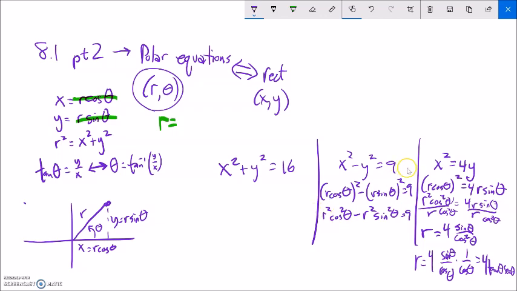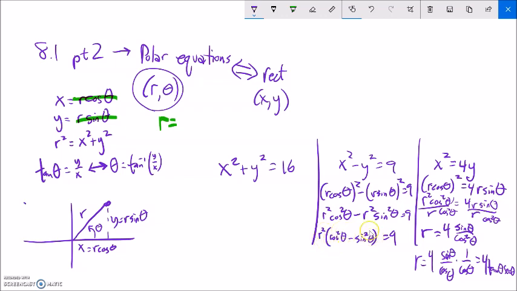In order to get this r all alone, I see that these both have an r squared in them. So I'm going to factor an r squared out. So if I factor out an r squared on the left-hand side, I get cosine squared theta minus sine squared theta equals 9. Now, if this was cosine squared theta plus sine squared theta, it would be a 1. But it's not. It's that minus that. So I'm still working to get r all alone.